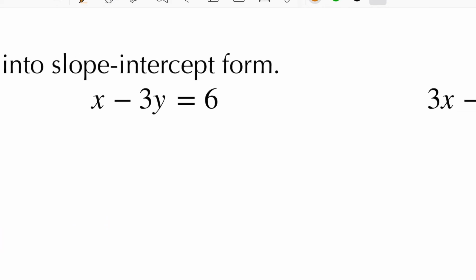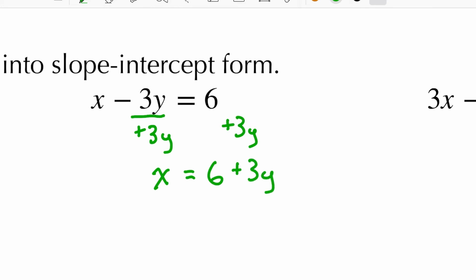So look at this next one. We need to isolate y. Now, I'm going to do a little something here, just because I like to. I'm going to add 3y to both sides. This gets more things to be positive than negative. So I'm going to get x equals 6 plus 3y. Then I'm going to take away 6 from both sides. I get x minus 6 is equal to 3y.